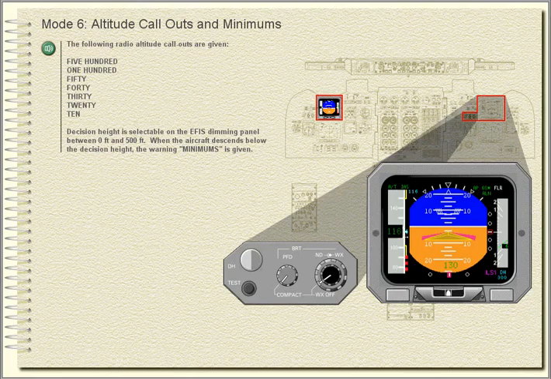Mode 6. Altitude callouts and minimums. The following radio altitude callouts are given: 500, 100, 50, 40, 30, 20, 10. Decision height is selectable on the EFIS dimming panel between 0 feet and 500 feet. When the aircraft descends below the decision height, the warning "Minimums" is given.